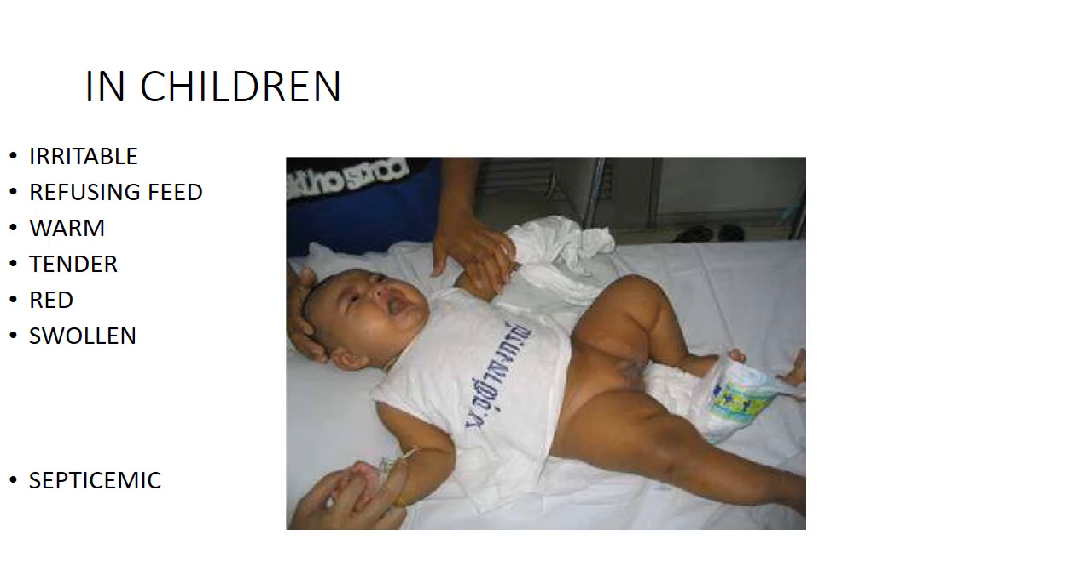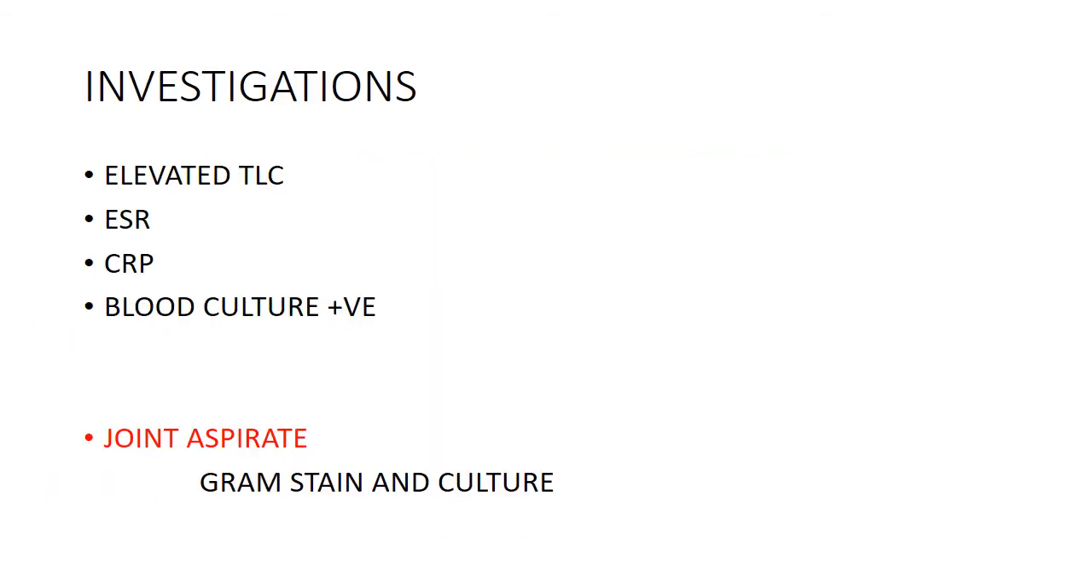In children, you will find babies who are irritable, they refuse to feed, they are warm, and there is some localized warmth, tender, red, swollen joint, and patients are usually septicemic. Investigations, the first investigations would be CBC, and you will have increased total leukocyte count, neutrophilia, there will be raised ESR, CRP, and blood cultures are usually positive.